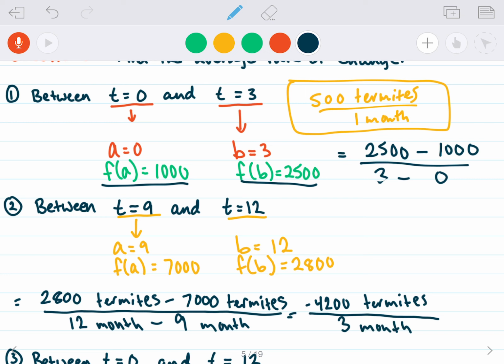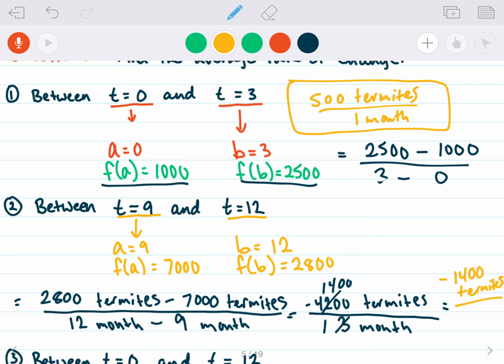Can I simplify this any more? Let's see. Yeah. So 4,200 divided by 3. 3 goes into itself once, and it goes into negative 4,200 negative 1,400 times. So here our average rate of change is negative 1,400 termites per month.